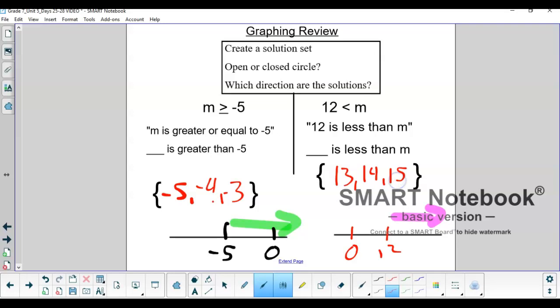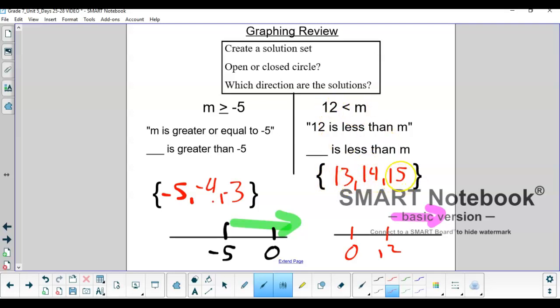And again, if I take these answers and I plug them back in and say the inequality, they should remain true. 12 is less than 13. True. 12 is less than 14. That is true. 12 is less than 15. Also true.